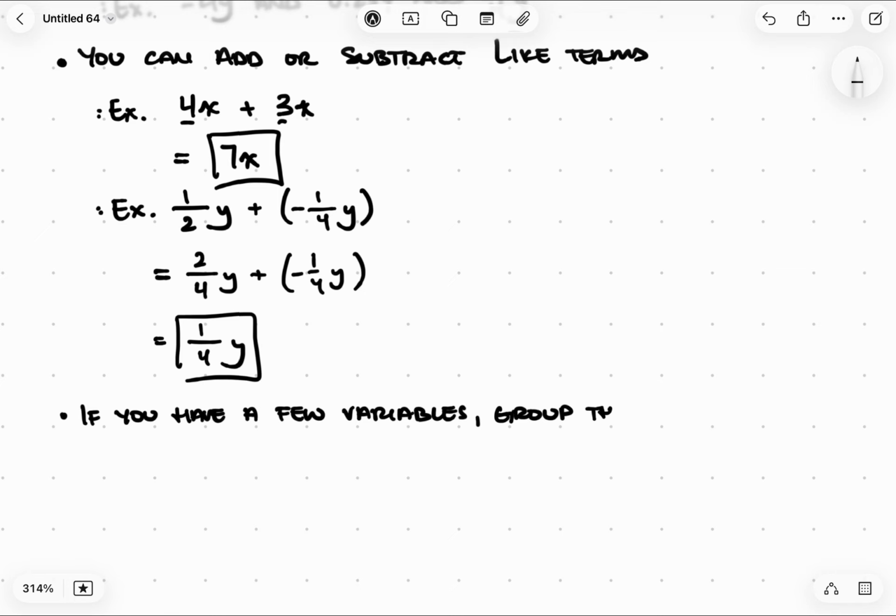Now, if you have a few variables, group the like terms before adding or subtracting.